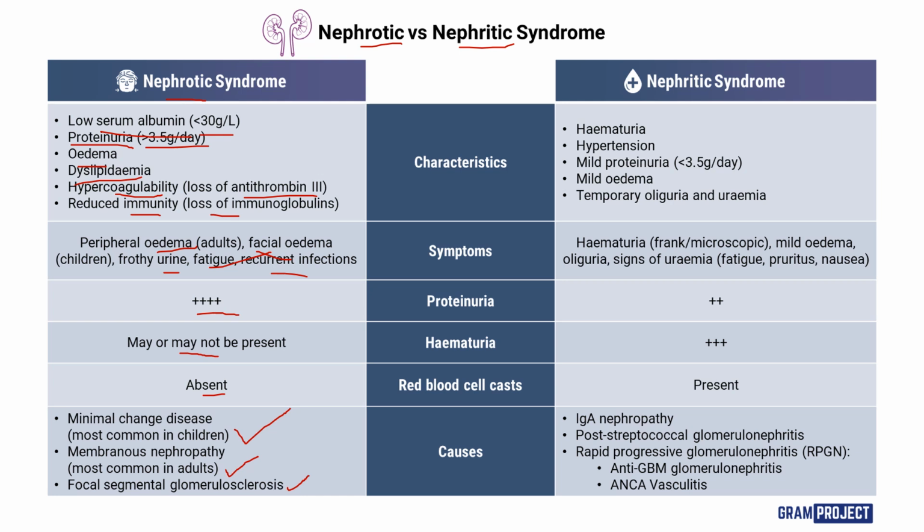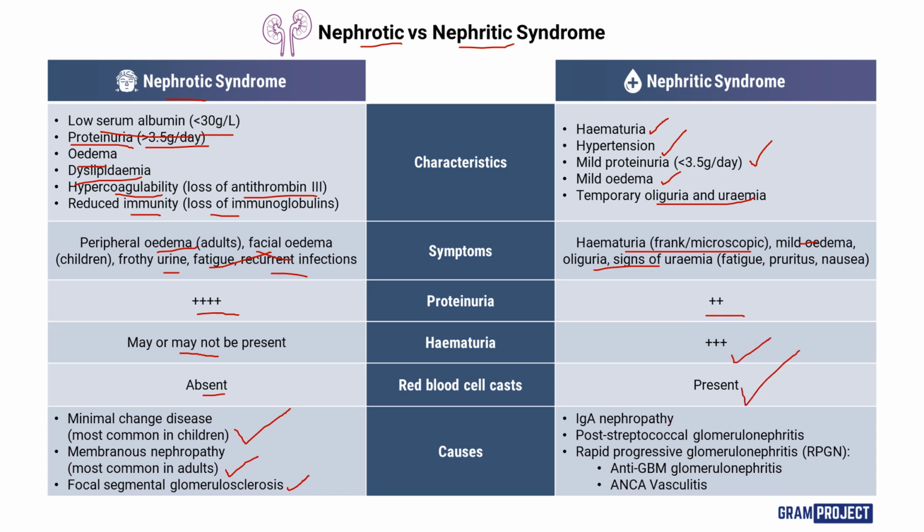Now, nephritic syndrome, there is mainly hematuria and hypertension. The proteinuria is minimal. There is also mild edema. Temporary oliguria and uremia can be there. So, hematuria can be again frank or microscopic. Edema is mild, oliguria and signs of uremia, which are fatigue, pruritus, and nausea. Proteinuria is only 2 plus, but hematuria is significant with RBC casts.